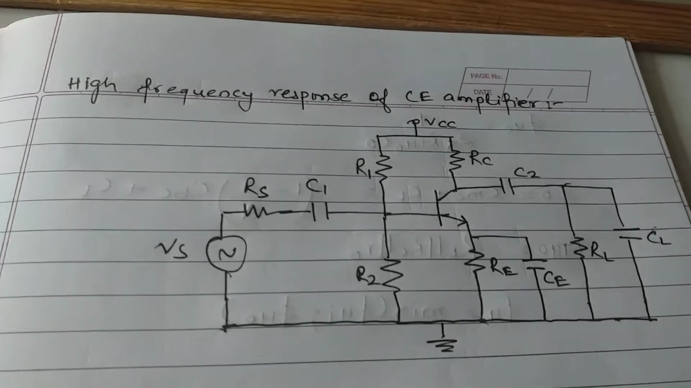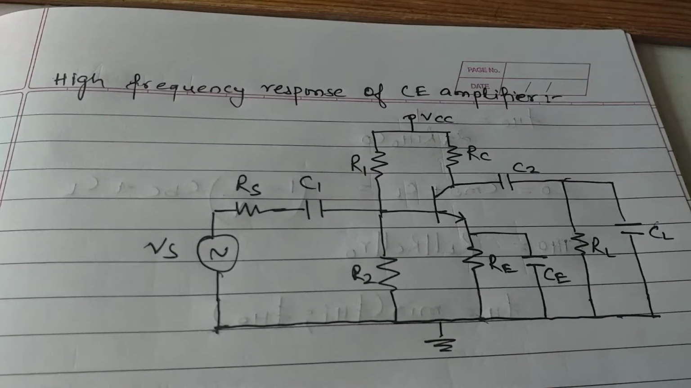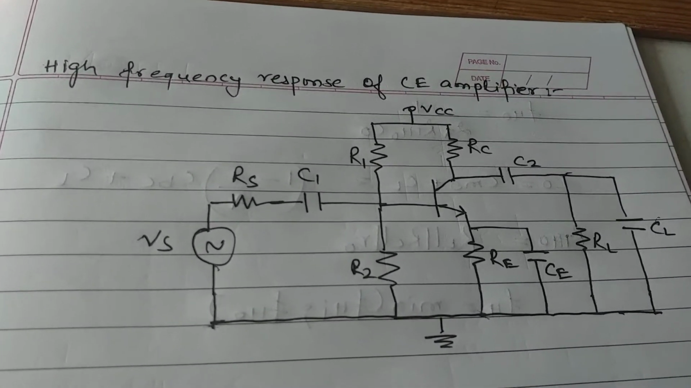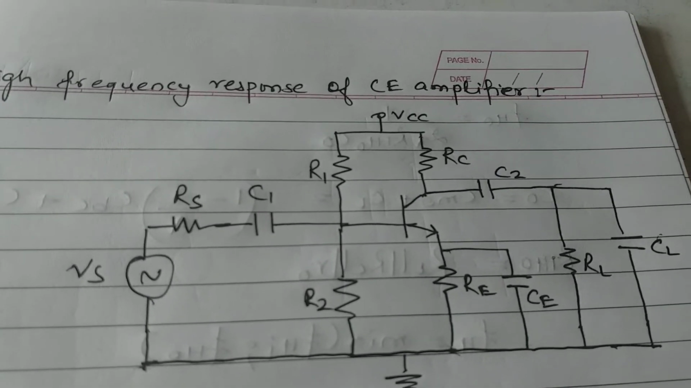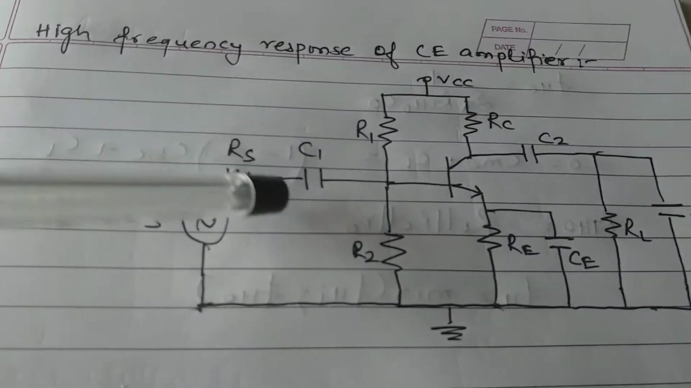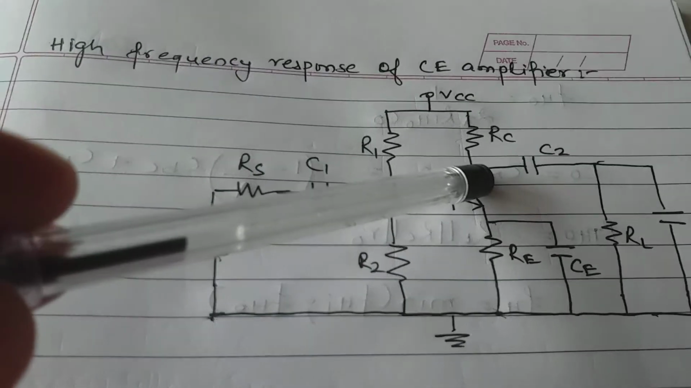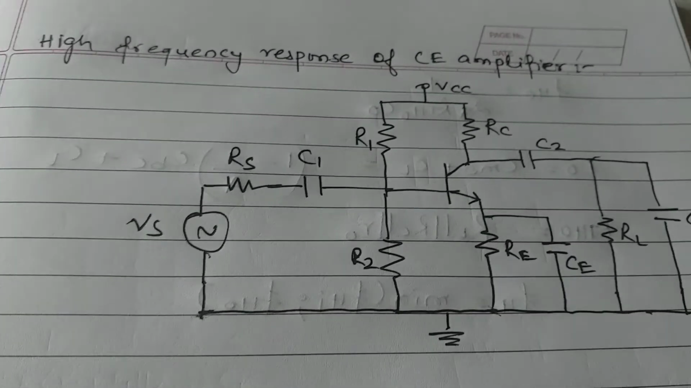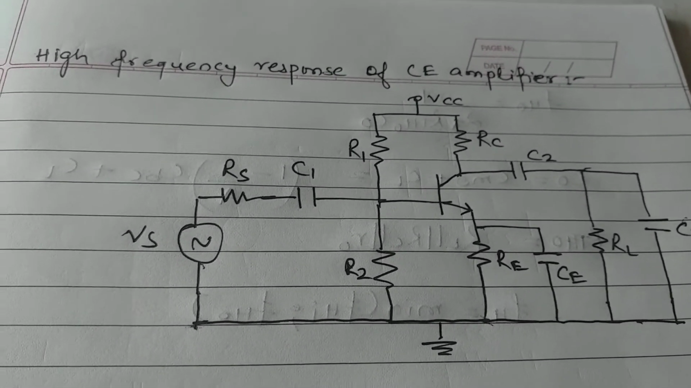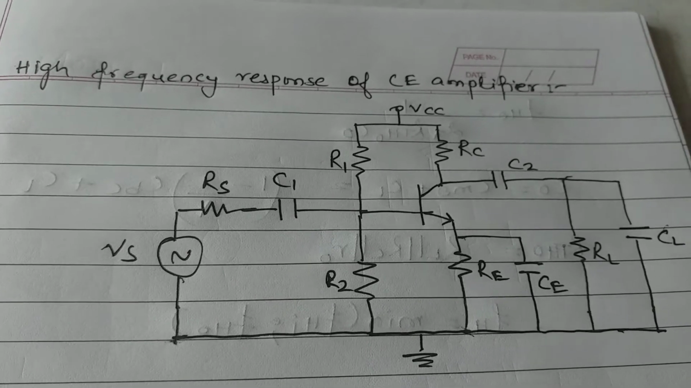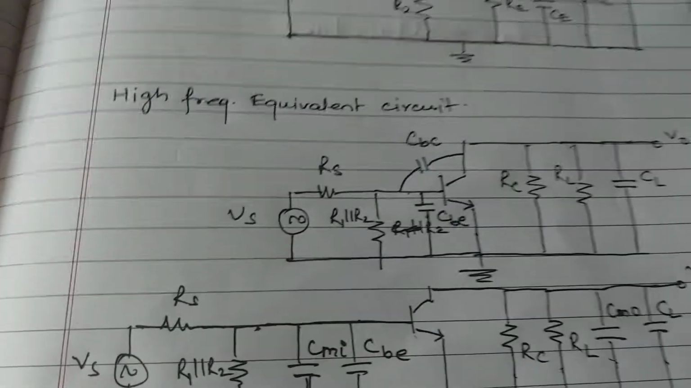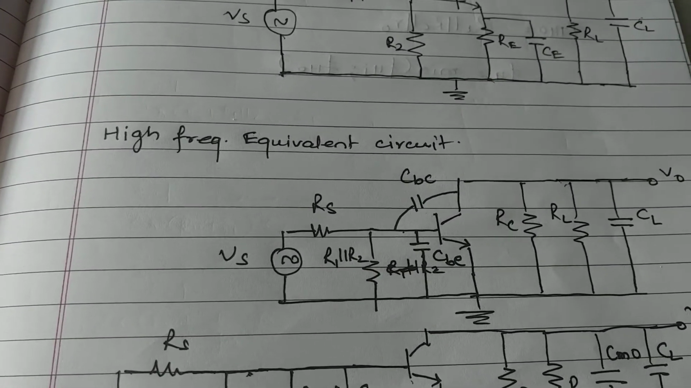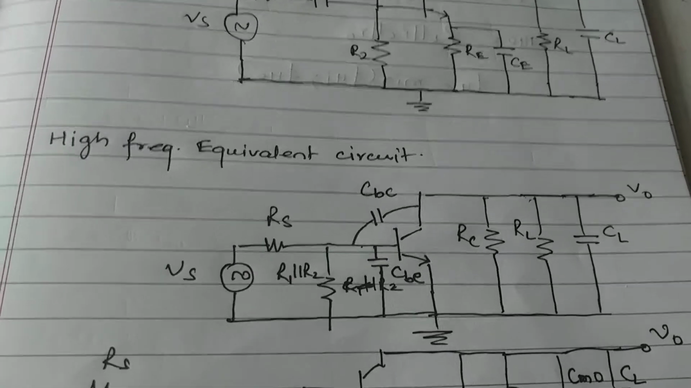So basically you all know, during low frequency response we have to consider the external capacitances like C1, C2 and CE. For high frequency response we have to consider the parasitic capacitances or internal capacitances of the transistor. So this is the high frequency equivalent circuit of CE amplifier.